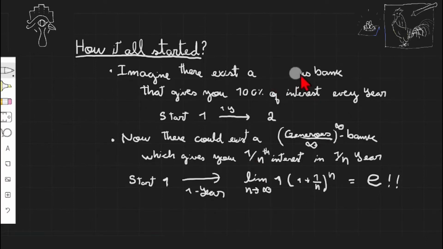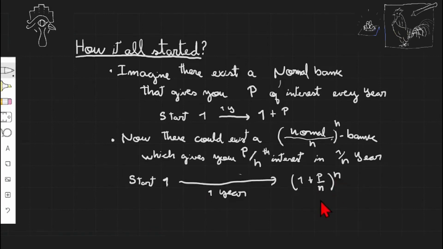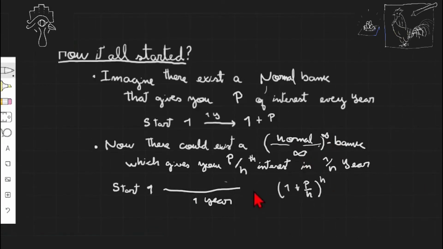But most banks are not that generous. Most banks give you an interest of, let's say, a number p. In that case, after 1 year, we will have what we had before plus the interest. And if we do the process, now with a normal divided by 2 power 2 bank, then we will have this amount after 1 year. We repeat the process again, and we have a normal divided by n power n bank, which after 1 year will give us this. And if we repeat this process until infinity, we will have the following formula.